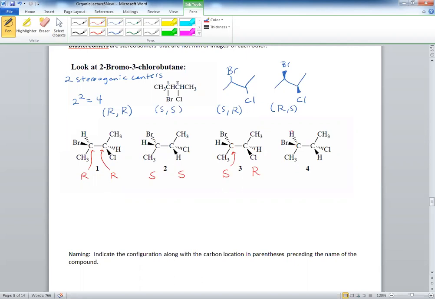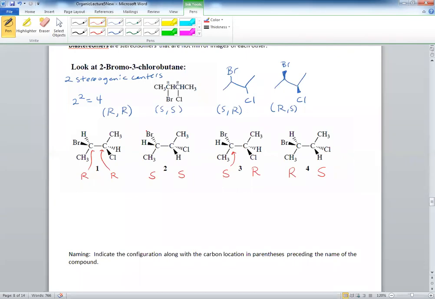And now compare this carbon to this. You see the Br is in the same position, no switch, so that remains R. And of course, this now changed. It was chlorine in the front. Now it's in the back. So that would be an S. Very quick way of doing it.